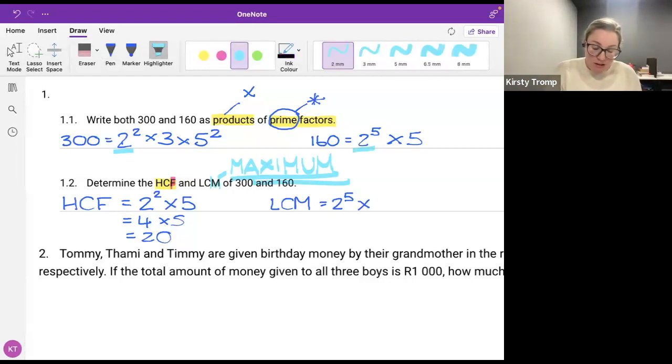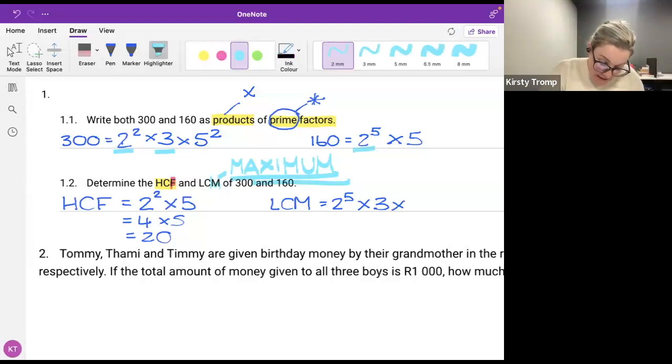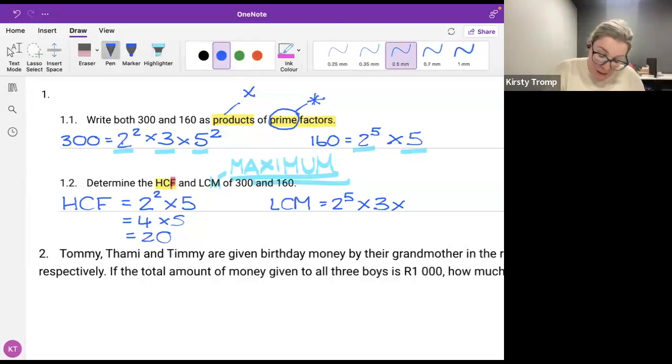I then move on and I see that I've got 3's over here. I don't have any 3's down that side, but I don't care about being friends anymore. I want to have the maximum. So I'm going to keep the 3's. And finally, I've got 5's over here and 5's over here. I'm not worried about being friends anymore. Now I'm going to take the maximum. So I'm going to take 5 to the 2. So I'm going to finish it off.